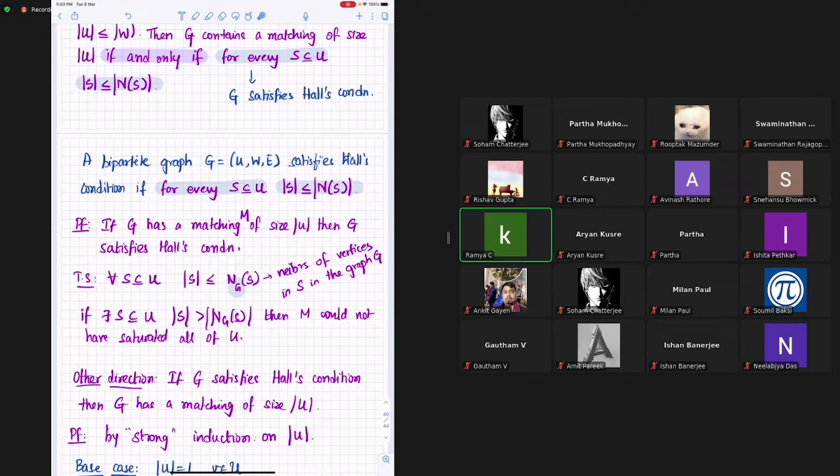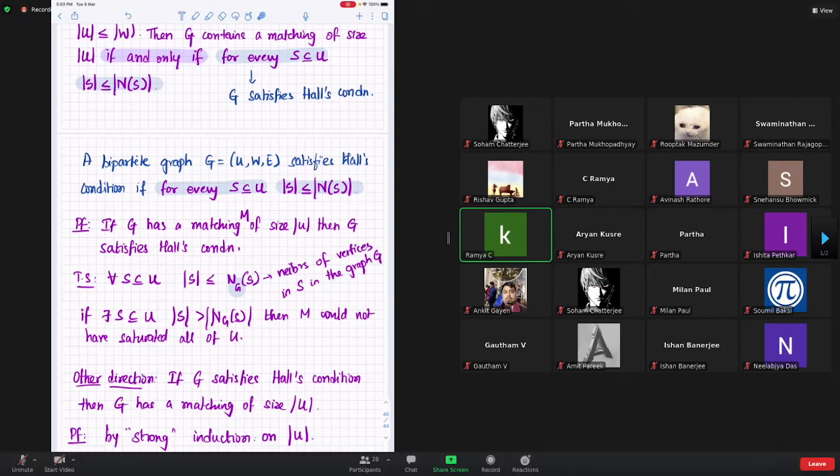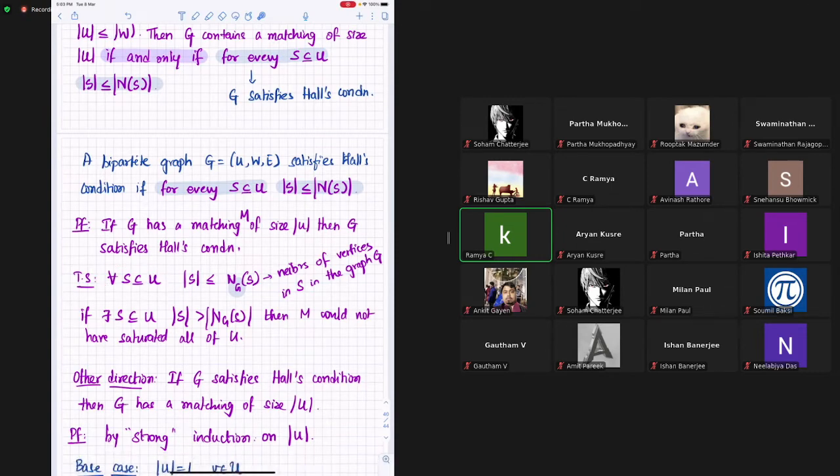What we wanted to show the other day was the other direction. You assume that G satisfies Hall's condition, and we want to show that no matter what subset S of the smaller set you choose, if you look at its neighbors in G, the cardinality of that set will always be greater than or equal to the cardinality of the set S. Here N_G(S) is the set of neighbors of every vertex in S in the graph G.